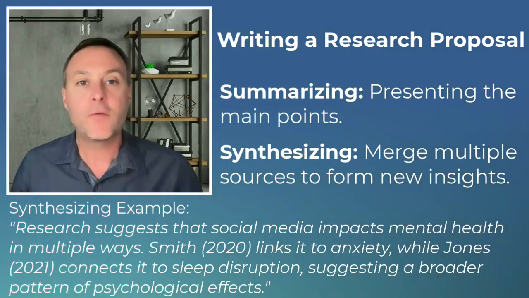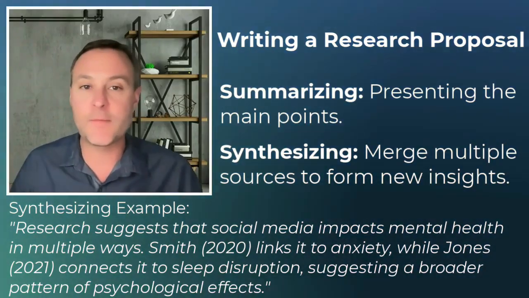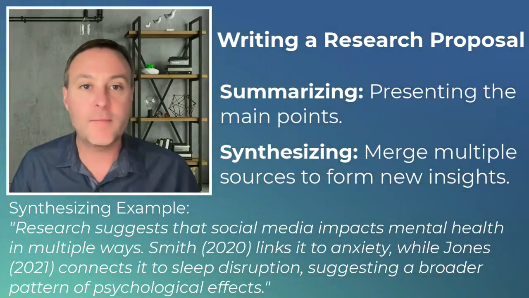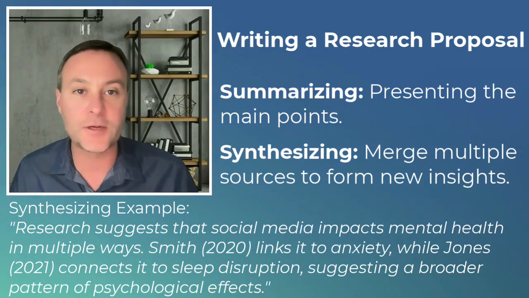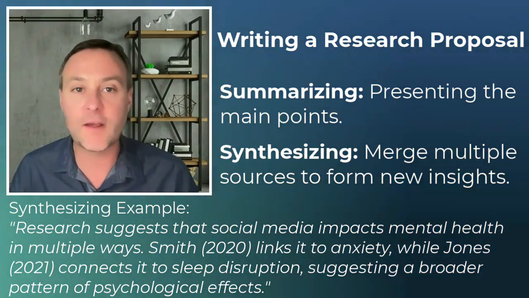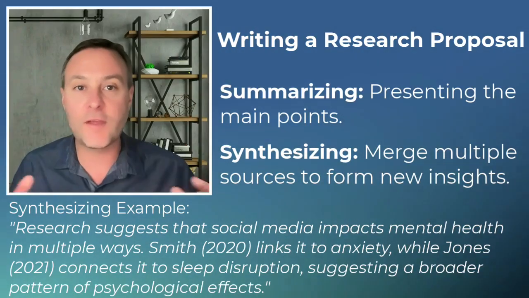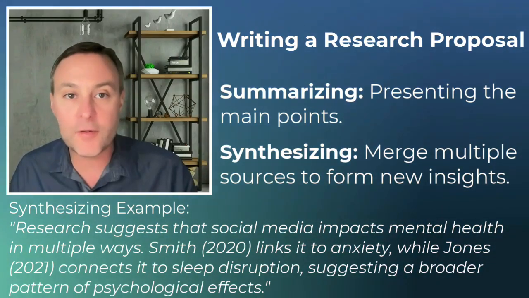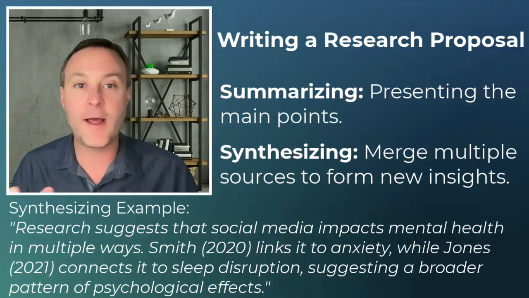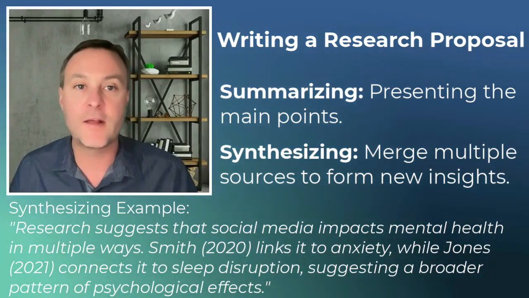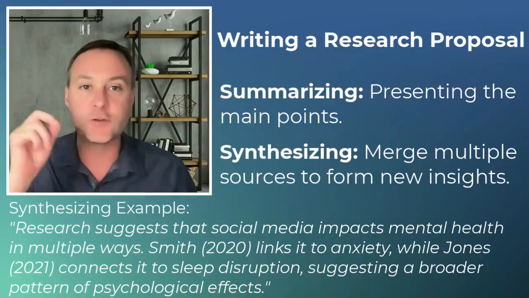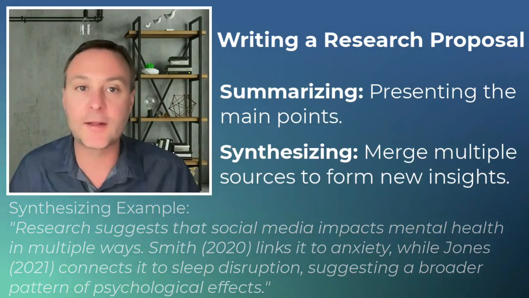So for example, "Research suggests that social media impacts mental health in multiple ways. Smith 2020 links it to anxiety, while Jones connects it to sleep disruption, suggesting a broader pattern of psychological effects." Right, so in this way, they're both examples of how social media impacts mental health that then lead to a broader pattern of psychological effects, as opposed to simply citing individual pieces of information without connecting them.